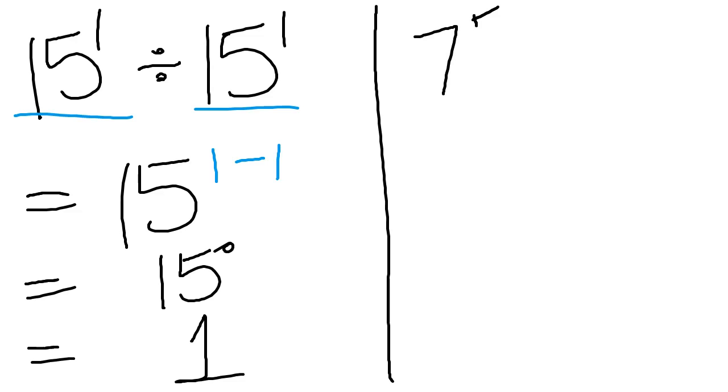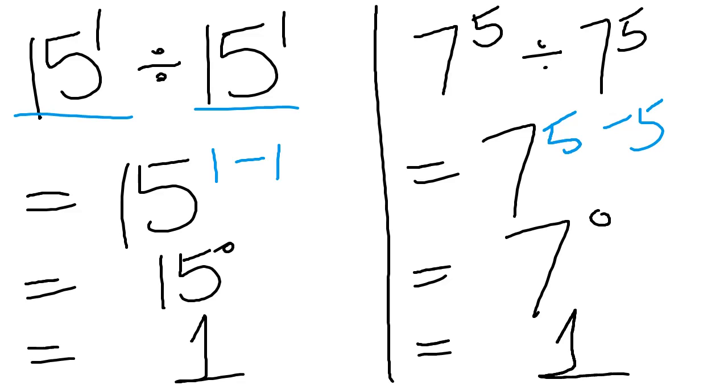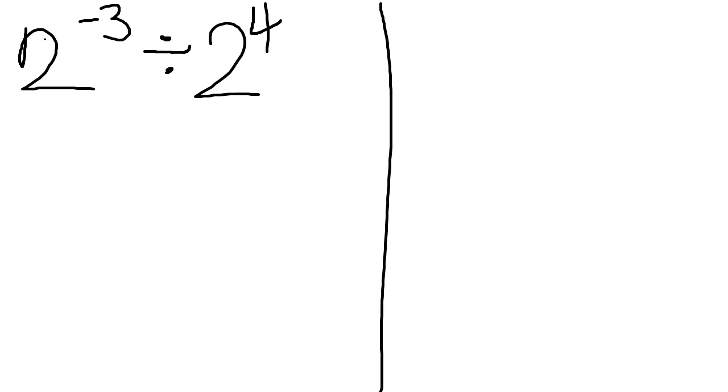7 exponent 5 divided by 7 exponent 5. This is the same thing as 7 exponent 5 minus 5. So our final answer would be 7 exponent 0, because 5 minus 5 is 0, and this is the same thing as 1. Here, we are still subtracting the exponents.